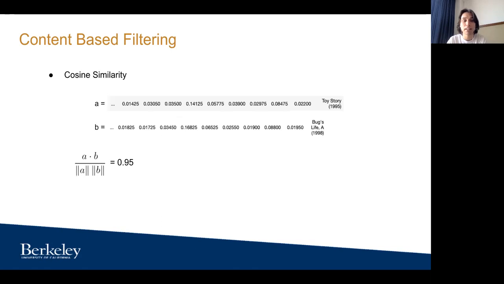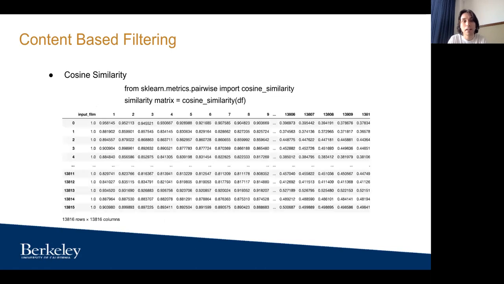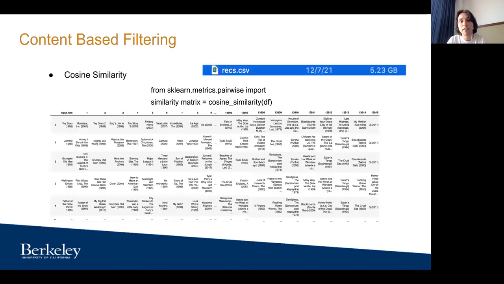For cosine similarity, here's what it would look like. Here's the formula and what we get back for Toy Story and A Bug's Life: 0.95. Moving forward, we can fill out the entire matrix just using this very simple call, using the import from sklearn. And this is great because look at all these great recommendations. For Toy Story, you get Monsters, Inc., Toy Story 2, A Bug's Life, Toy Story 3. Those are all fitting recommendations.